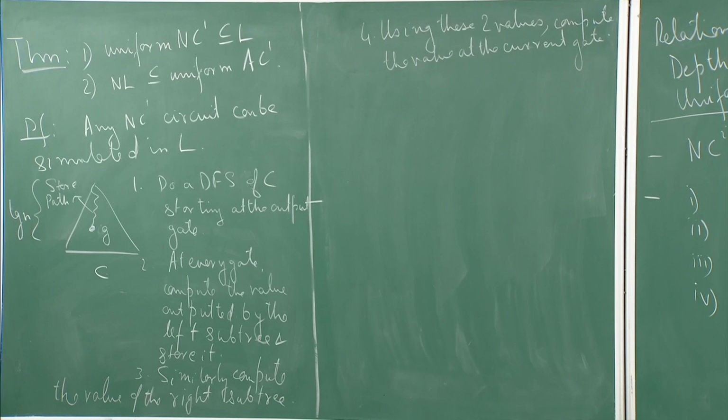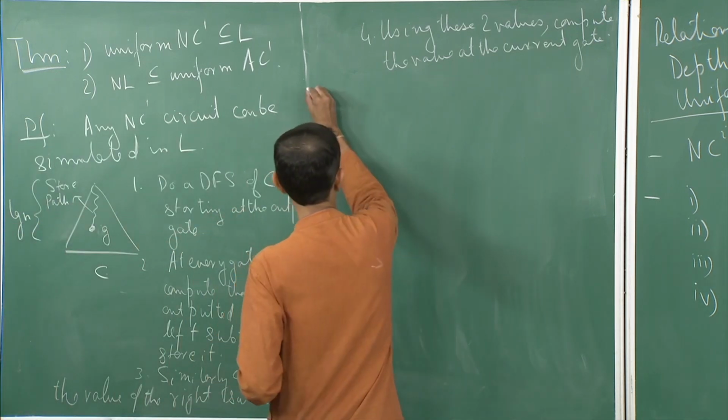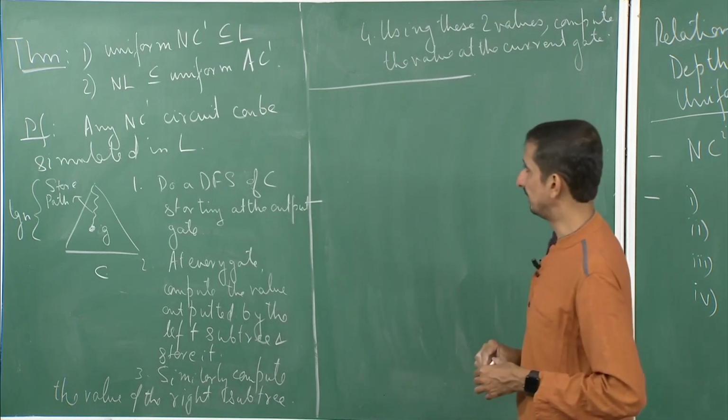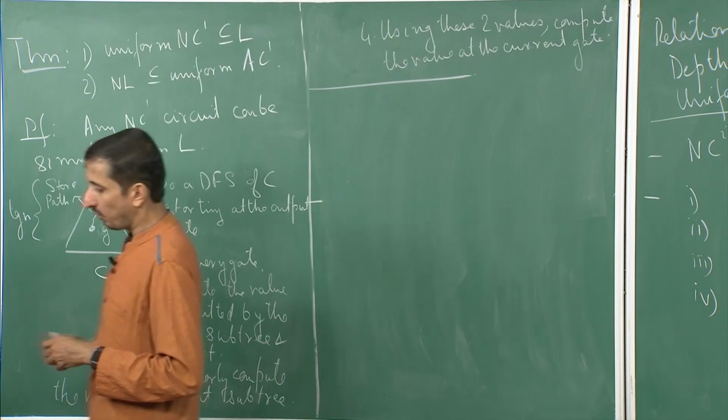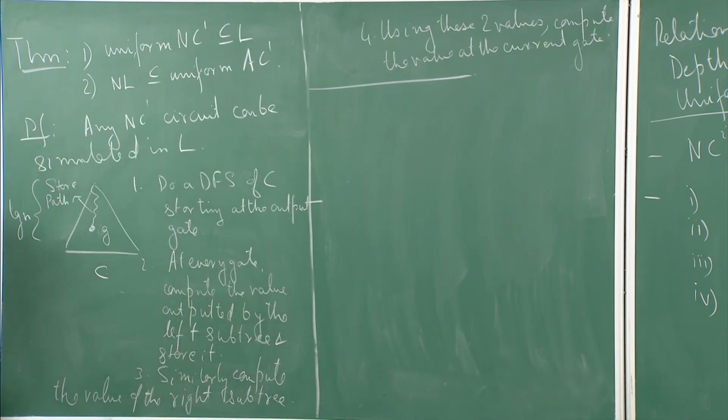Okay. And once I have done this, when I have completed DFS, I would have gotten the value at the output gate. Okay. So, this is simple. Now, the question is why uniform NC1? So, why we need uniform NC1, that is actually quite clear if you just think for a bit.